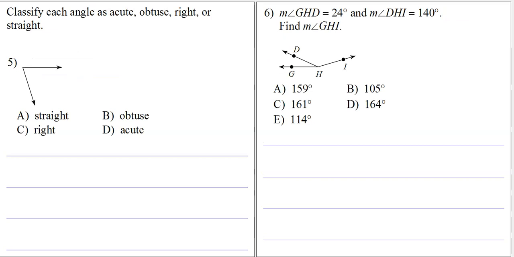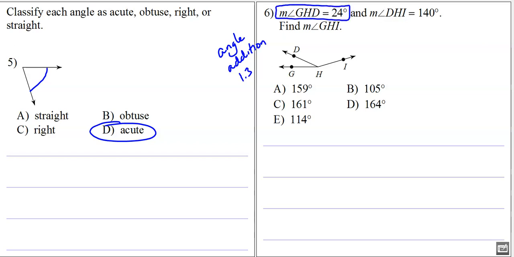Moving right along to 5 and 6. These will go a little bit faster. 5, this is less than 90 degrees, so this is acute. Number 6, this is going to be angle addition. So if you're in your notes, this is the angle addition, which I think, if I recall, was in 1.3 notes. I need to label these angles.